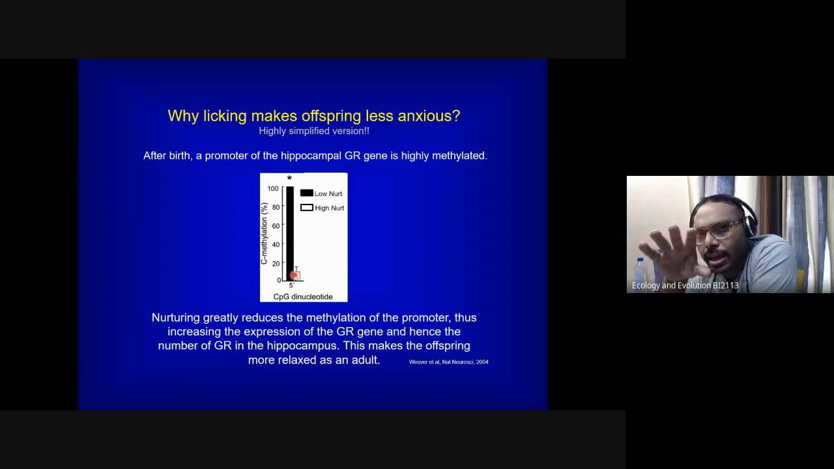Now, very interestingly, this is important only in the context of early life. There is a critical period after which, if you do a lot of licking and grooming, it will not matter, because the number of GR proteins in the hippocampus region is set in that early life period.